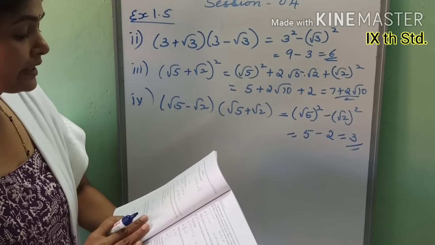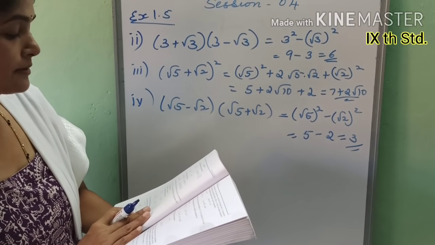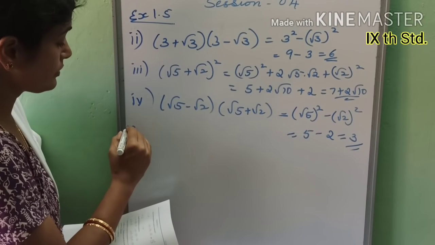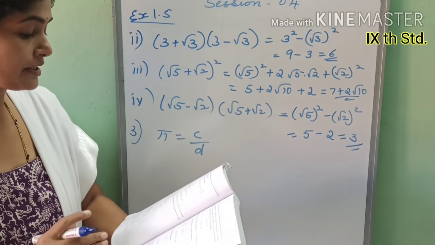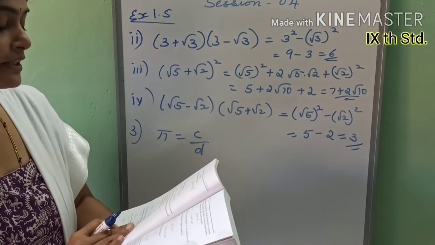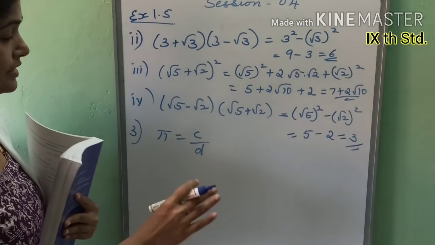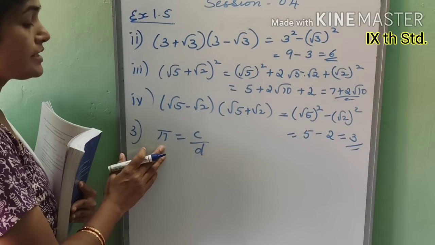Then see the third one. Recall, pi is defined as the ratio of the circumference of a circle to its diameter. We say that pi is equal to c by d. Right. This seems to contradict the fact that pi is irrational. How will you resolve this contradiction? As such, there is no contradiction for pi to be an irrational number. Pi is an irrational number.